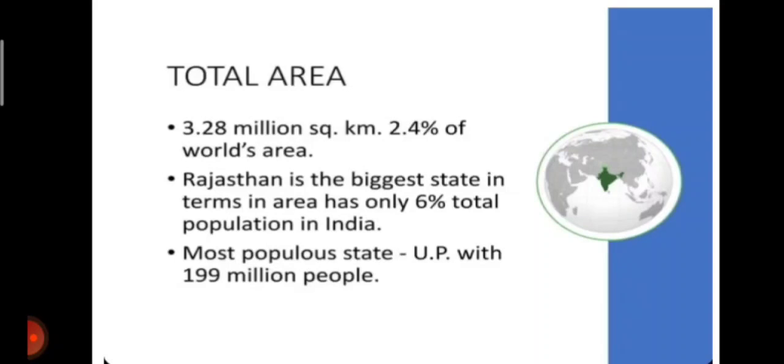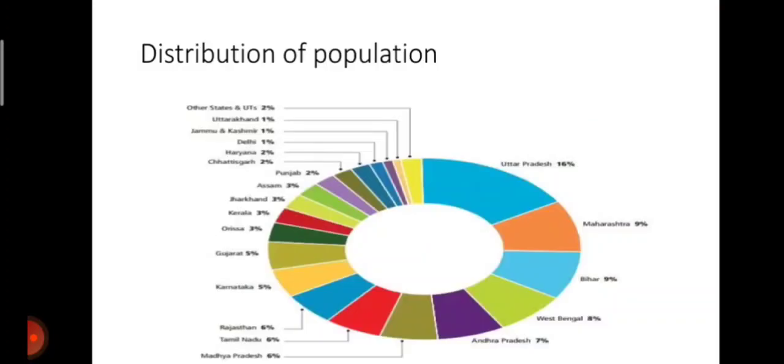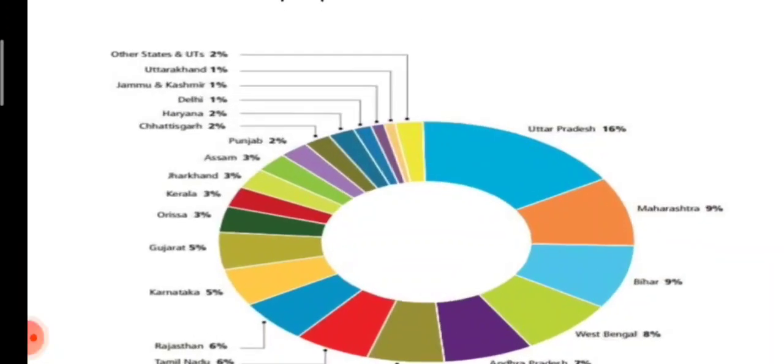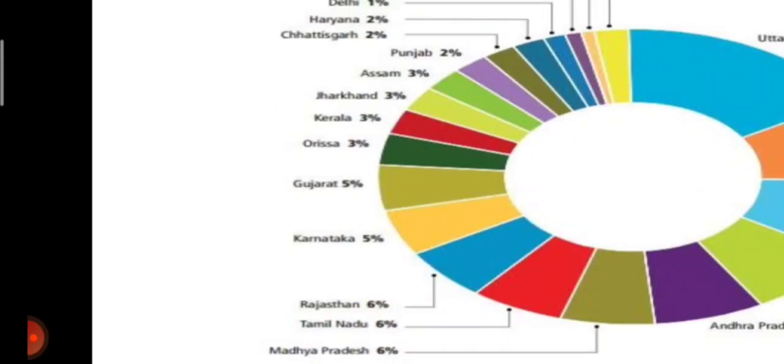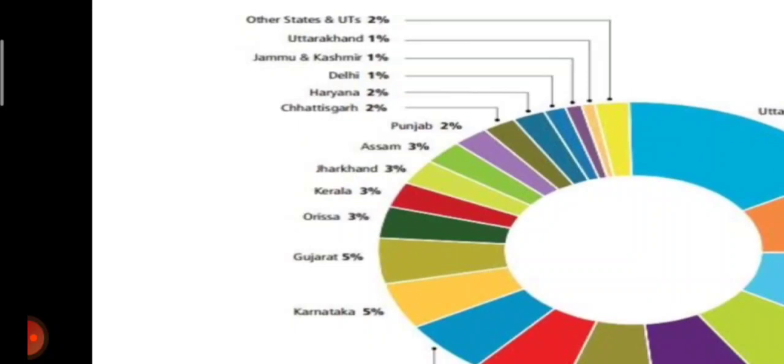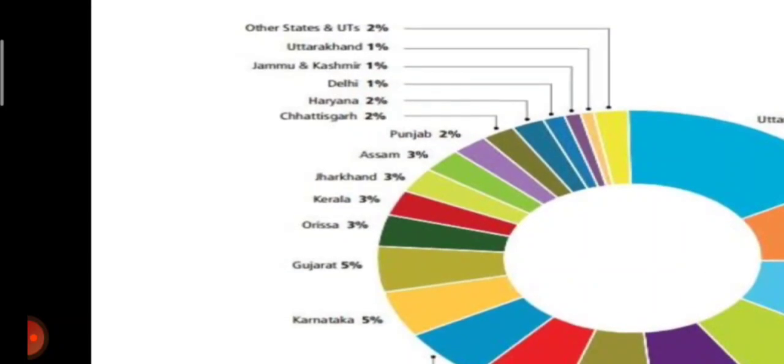The most populous state is UP with 199 million people, while here is the distribution of the population. You can see here in the picture, this is through a pie diagram. You can see here the Union Territories and other states have 2% of the population.